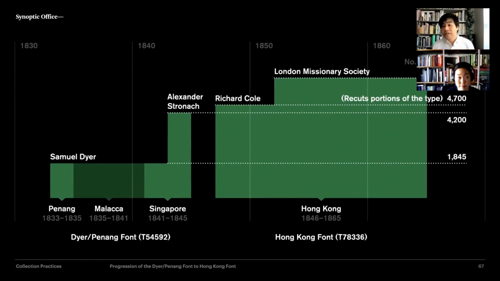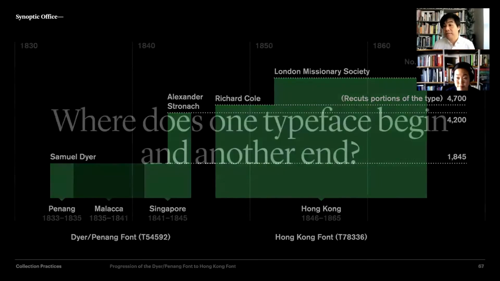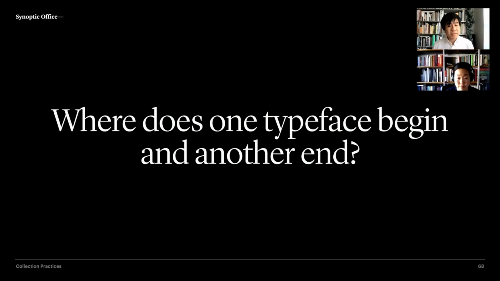Now, the interesting thing is that Richard leaves, and then the rest of the font is completed by the London Missionary Society. And so the number of characters in the typeface goes from around 1,800 in Dyer's day all the way to 6,000 by the time the font is in full use. Now, in our archive, it's listed as two different typefaces for historical reasons. But really, when we're looking at this, we have this question of, well, aren't they related? Aren't they perhaps even the same typeface, right? It's a matter of judgment, because where does one typeface begin and another end?